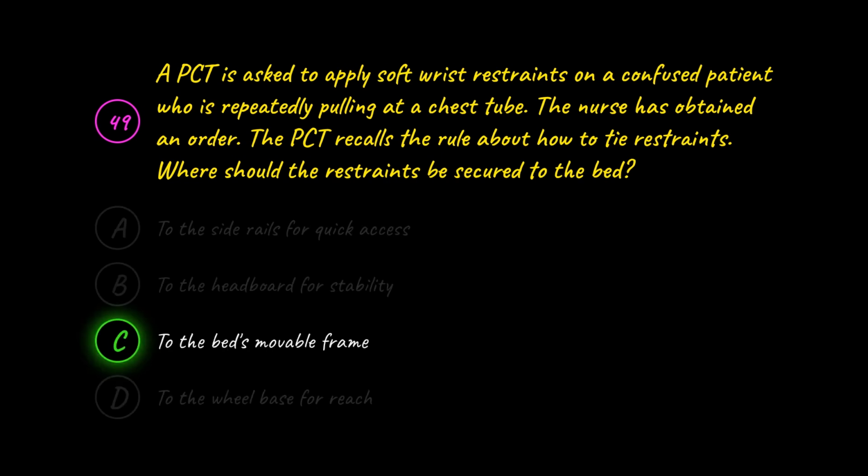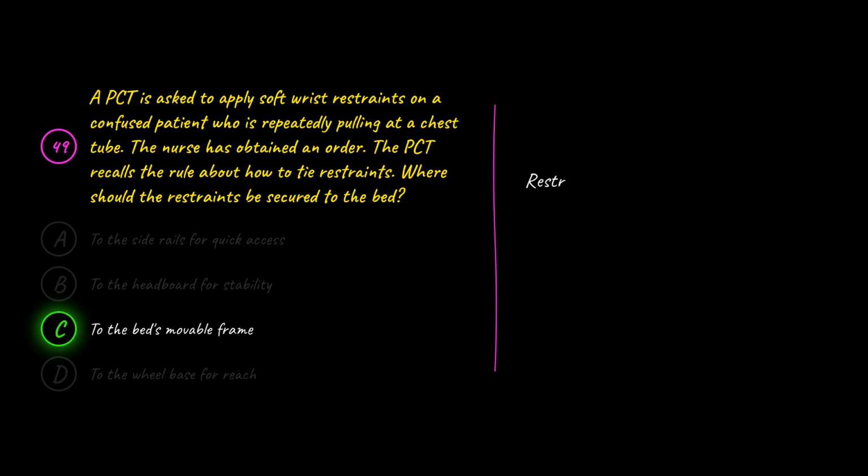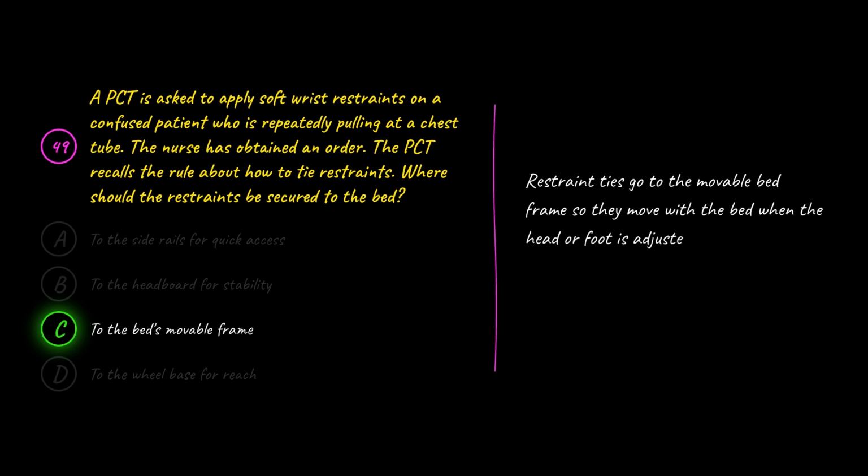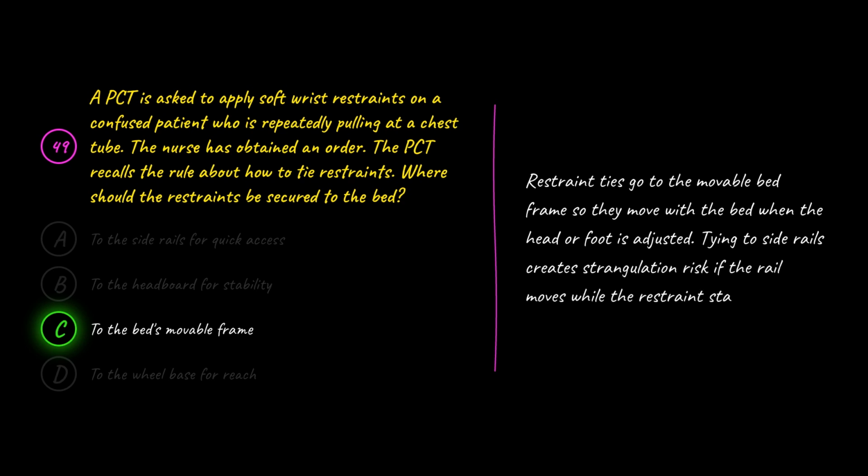The correct answer is C, to the bed's movable frame. C is correct because restraint ties go to the movable bed frame, so they move with the bed when the head or foot is adjusted. Tying to the side rails creates strangulation risk if the rail moves while the restraint stays fixed.